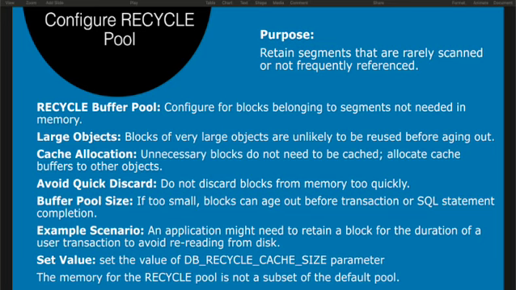Allocate memory to the keep buffer pool by setting the value of the db_keep_cache_size parameter to the required size. The memory for the keep pool is not a subset of the default pool. Note: if an object grows in size, then it might no longer fit in the keep buffer pool. You will begin to lose blocks out of the cache.